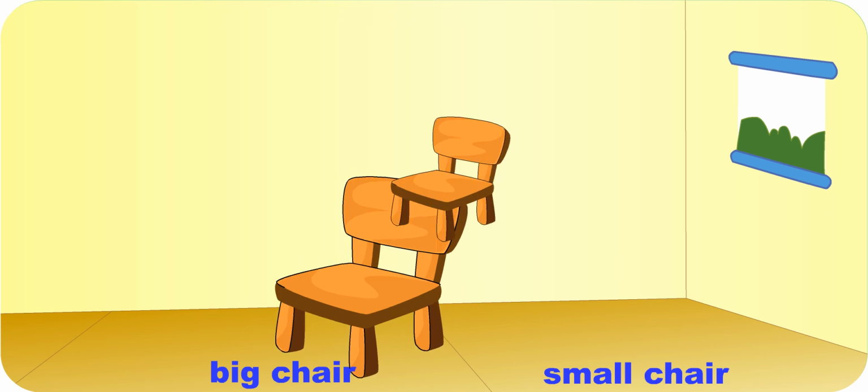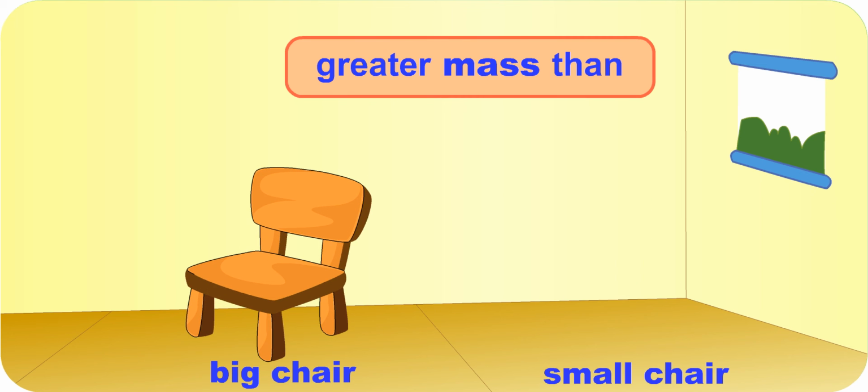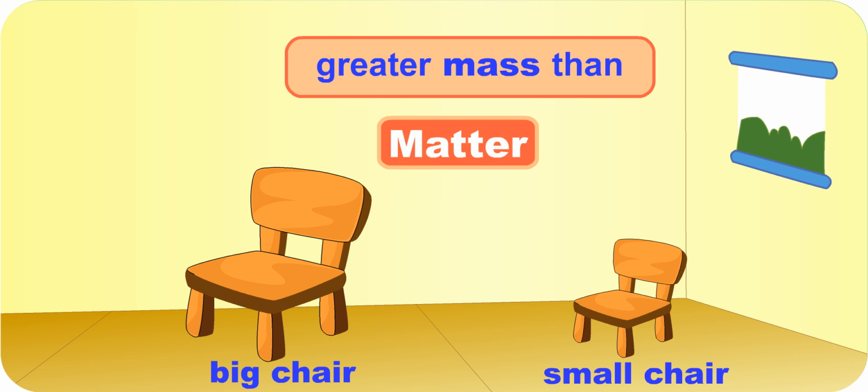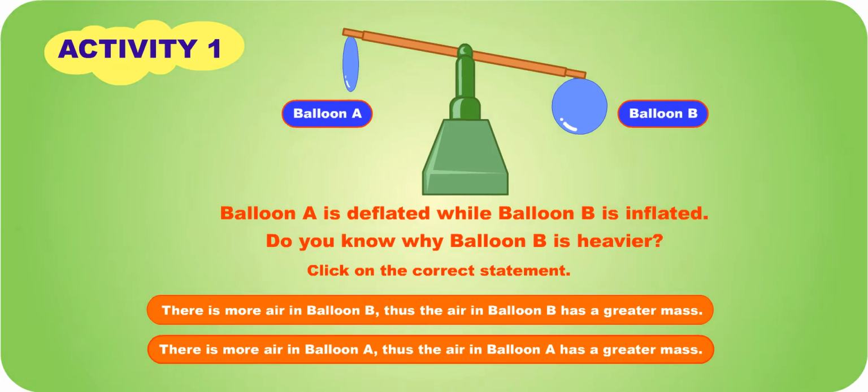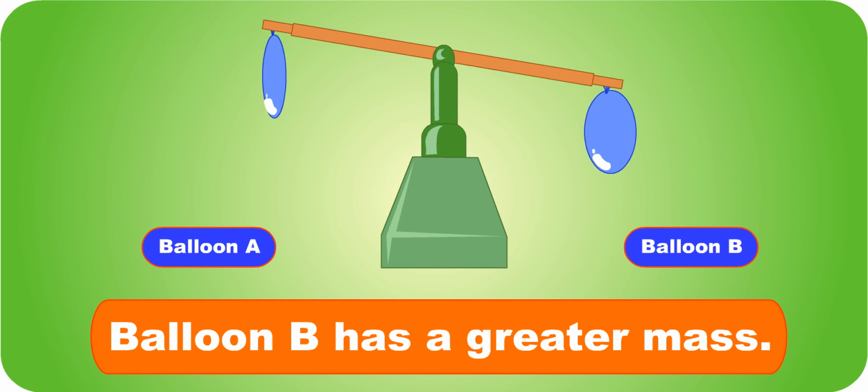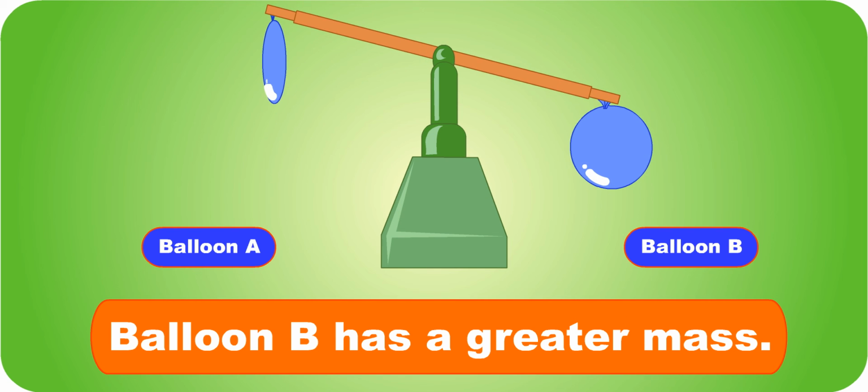Okay, let me see if I've got it correct. If I have a small wooden chair and a big wooden chair, am I right to say that the big chair has a greater mass than the small chair? Yes, you are correct. The amount of matter that makes up the big chair is much more than the small chair. Thus, the big chair has a greater mass. Since balloon B is inflated, it means that the air in balloon B has a greater mass, thus making balloon B heavier than balloon A.